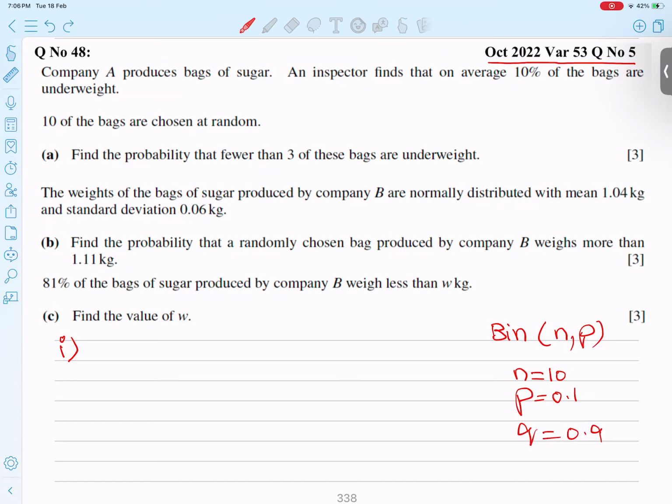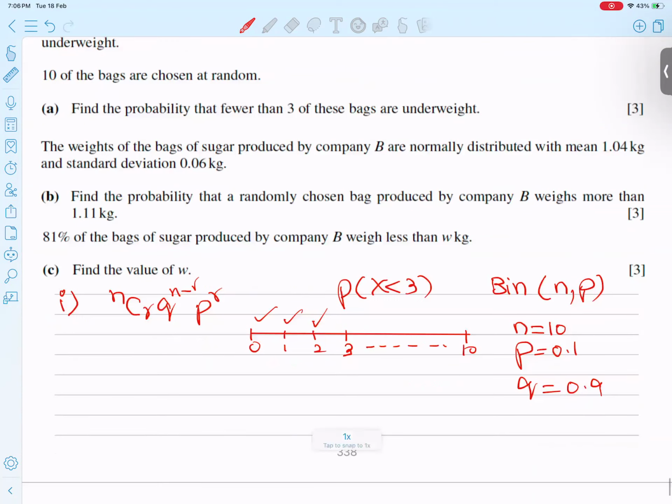So I think the point is very clear. What is the question asking? Fewer than 3. What does it mean? It means the x value is less than 3. Normally the best technique whenever you have this kind of question is to make a number line. Binomial always has a clear formula, nCr, q to the power n minus r, and p to the power r. And binomial always starts from 0 and continues until 10. It's less than 3, so we have to apply this formula 3 times: 2, 1, and 0.